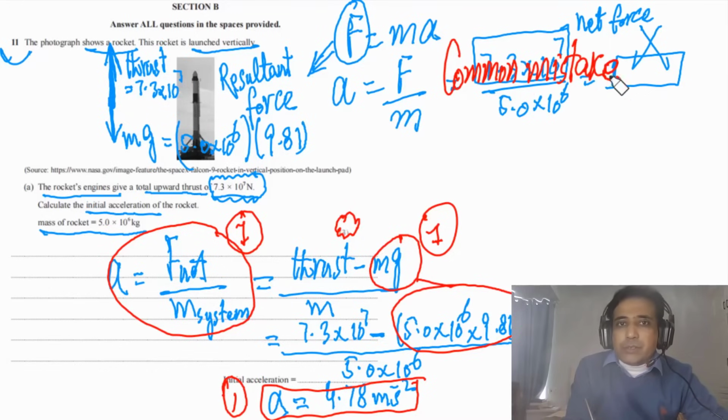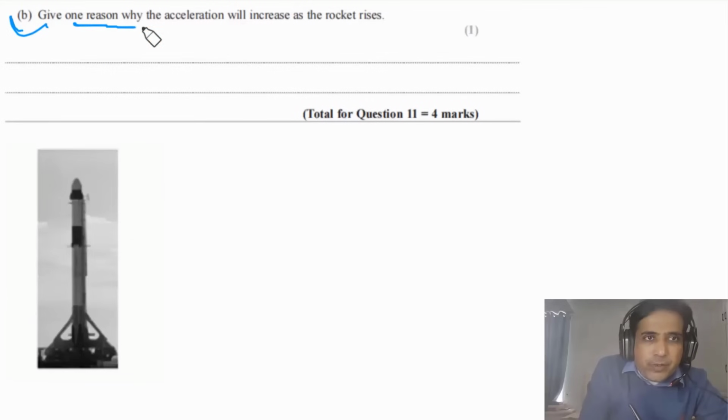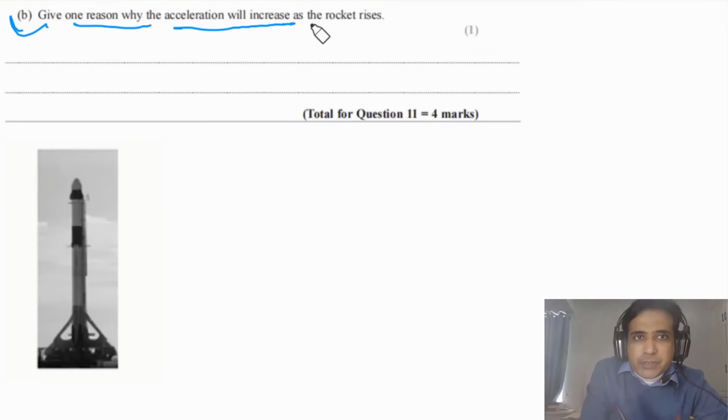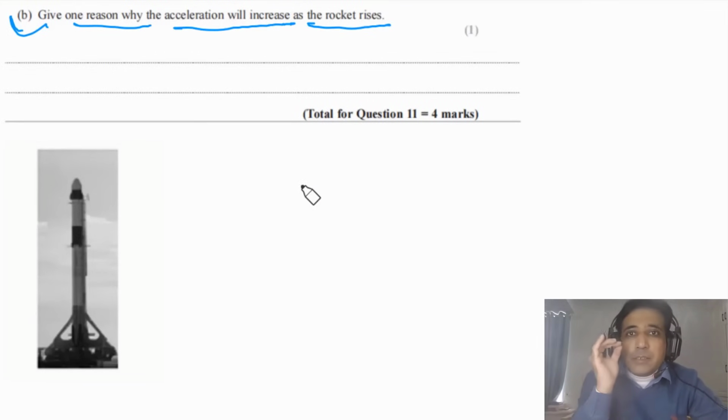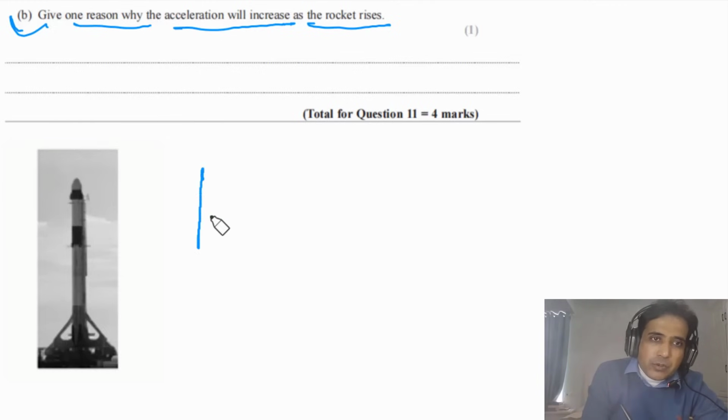Part B says, give one reason why the acceleration will increase as the rocket rises. A little bit tricky question, but a practical question about a rocket. So how can we answer this question? First of all, just imagine that we have a rocket. So here is our rocket.